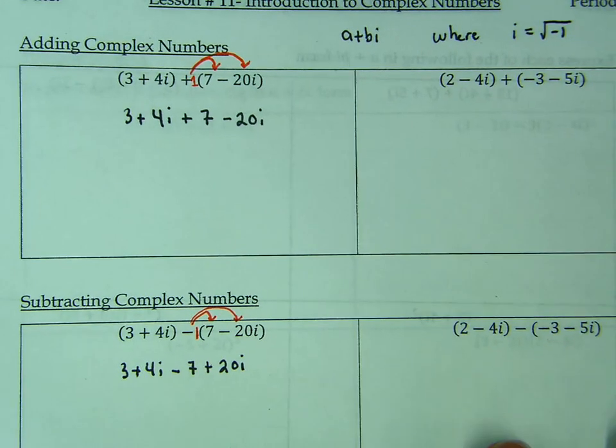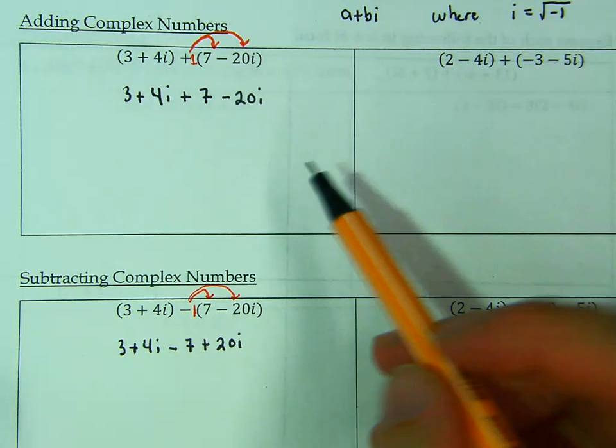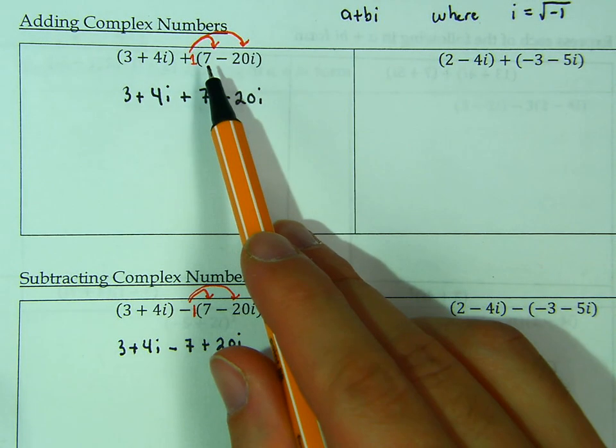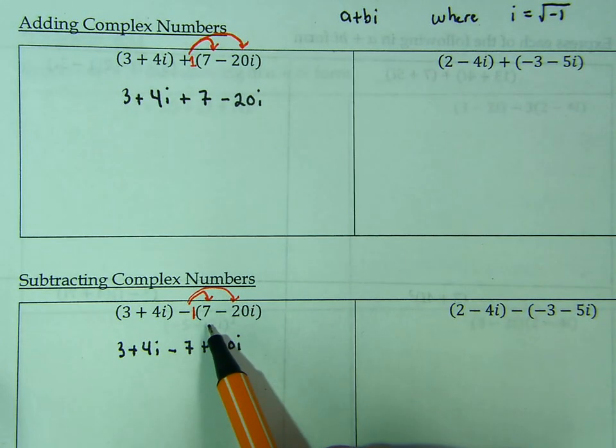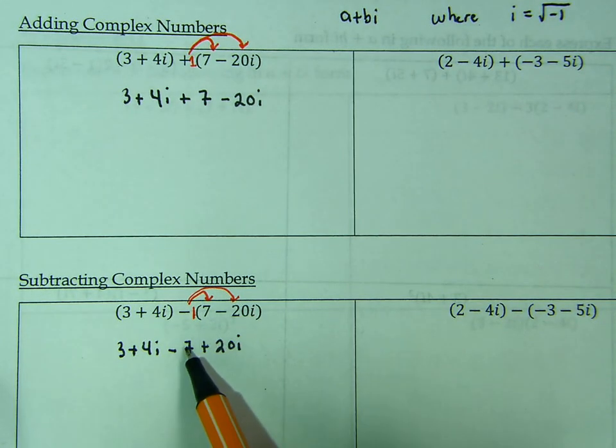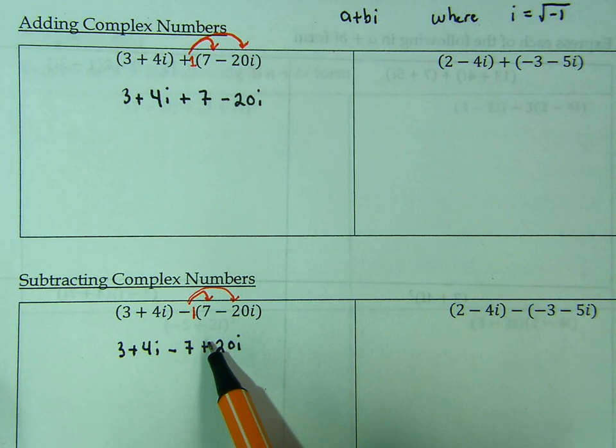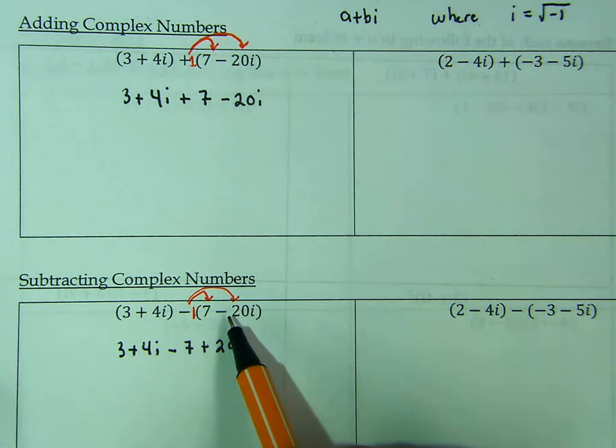Notice how here, the sign, everything stayed the same. When I had the 7 minus 20i, it just stayed the same. But over here, what happened to the sign of the numbers on the inside? They changed, because I had to distribute that negative 1.